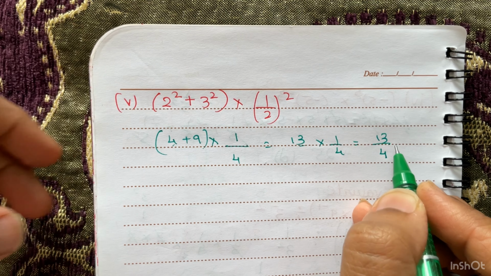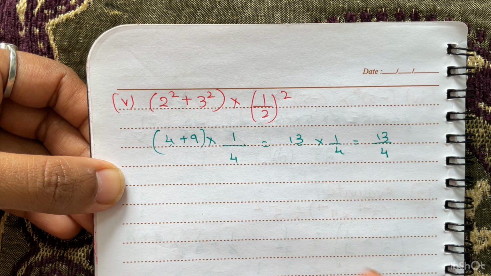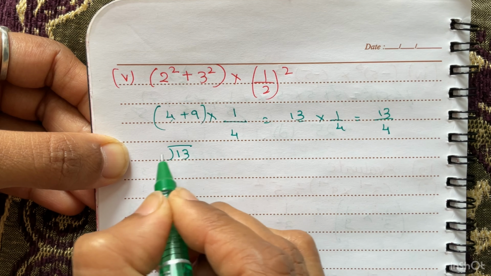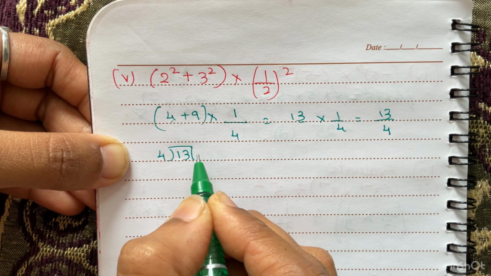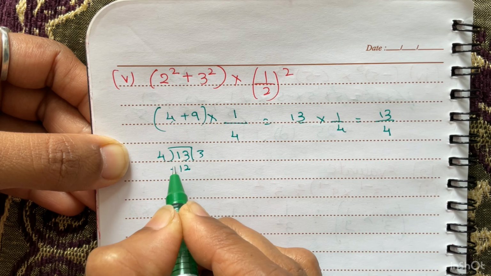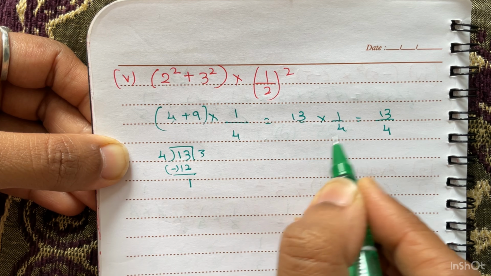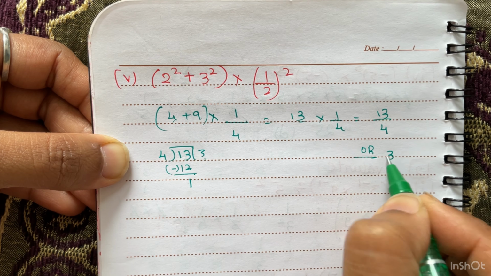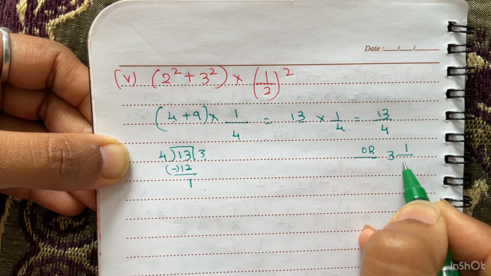Okay, now 13 by 4 is improper. Now we can convert to the mixed form. So for that we need to divide 13 by 4. 4 2s are 8, 4 3s are 12. So what is left as the remainder? We are left with 1. So this 13 by 4 also we can write: 3 comes in the whole number place, 1 goes to the numerator, and divided by 4. Okay.